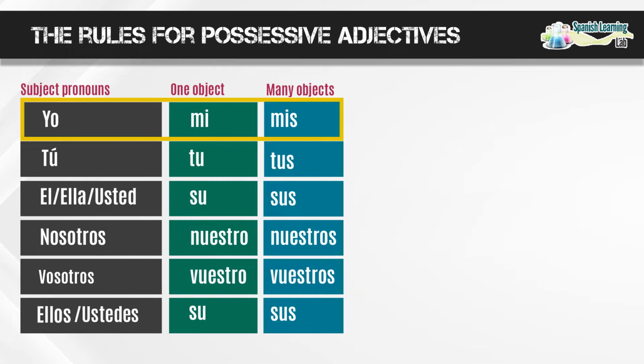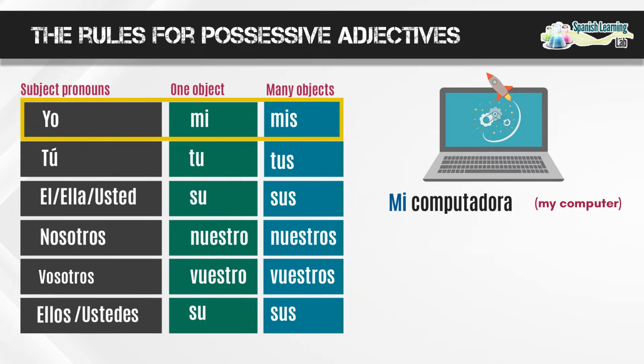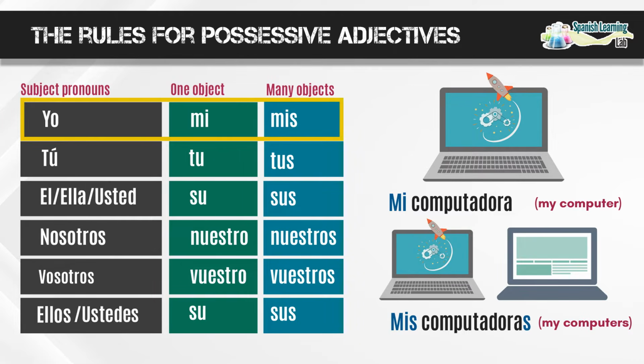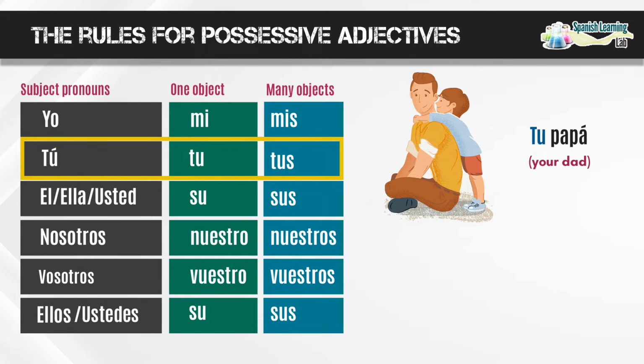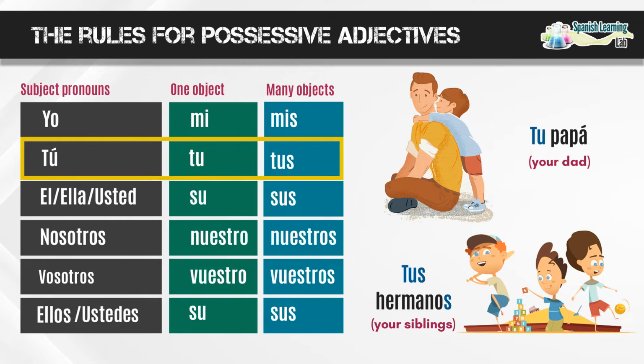As you can see in the chart, we will use the possessive adjective mi for one object and mis for several when referring to something that I have, yo tengo. For example, mi computadora, mis computadoras. When referring to your possessions, that is the personal pronoun tú, we will use the possessive adjective tu for one object and tus for several. For example, tu papá, tus hermanos. Notice that tu doesn't need a tilde when used as a possessive adjective.